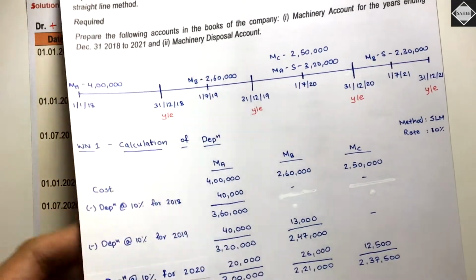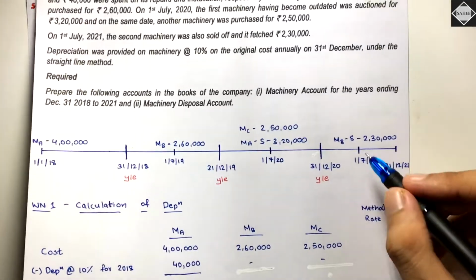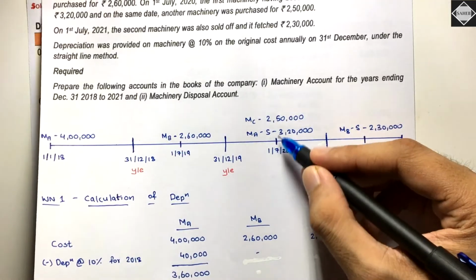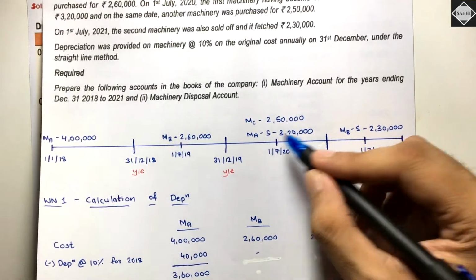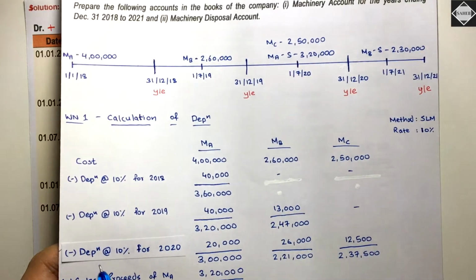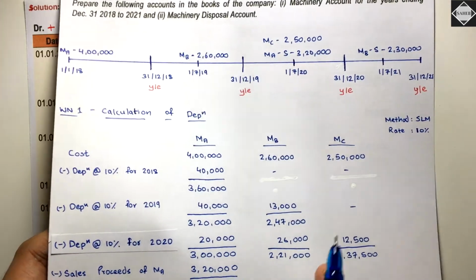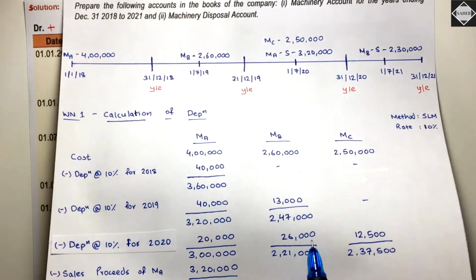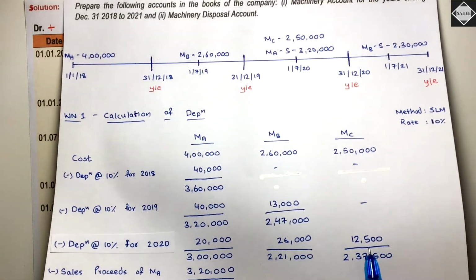Then you have to charge the depreciation. Actually, first you charge the depreciation. The depreciation you have to charge now is for 2020. You are at 1st July 2020. Here we sold machine A, so we have to charge the depreciation also. First we charge the depreciation. So depreciation is 20,000, and then for machine B it's 26,000, and then on machine C it's 12,500.